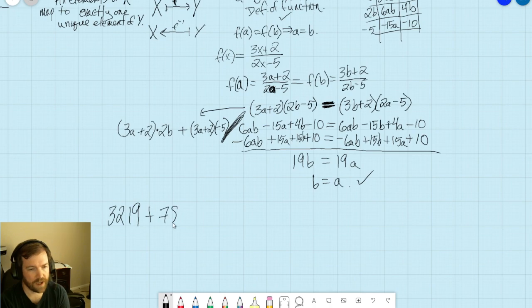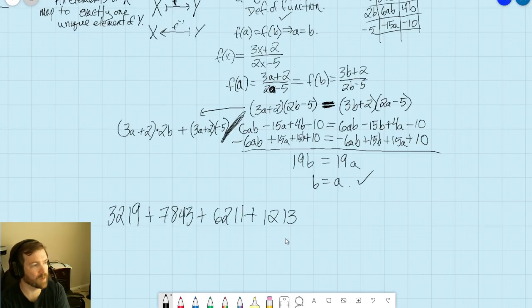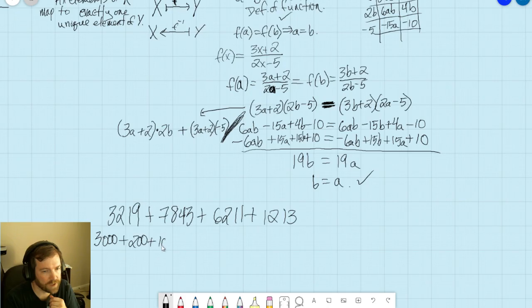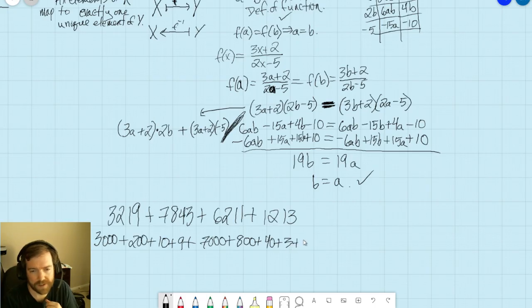So for instance, the breaking stuff up, doing addition, like 3219 plus 7843 plus 6211 plus 1213, right? Let's add up four numbers. Now, some people might be like, "Oh, forget it, I'm just going to get the calculator." You can do that, but then the problem becomes you've got to understand that this is actually not just four individual numbers, but you can break all of this stuff up by saying that this is 3000 plus 200 plus 10 plus 9 plus 7,000 plus 800 plus 40 plus 3 plus 6,000 plus 200 plus 10 plus 1.